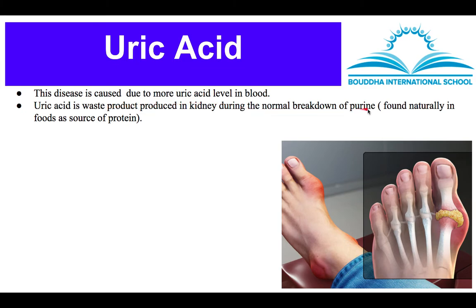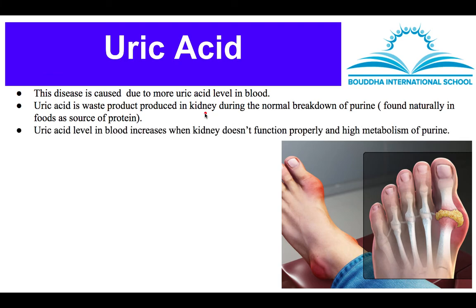We have one protein called purine that is found in our food. So when purine is broken down, it converts into uric acid. In one way, purine is good for our health, but if excessive purine metabolism takes place, then it can cause a high uric acid level in our blood. Similarly, if the kidney does not function properly, then what will happen? The uric acid will not be thrown out, so it will remain in the blood.